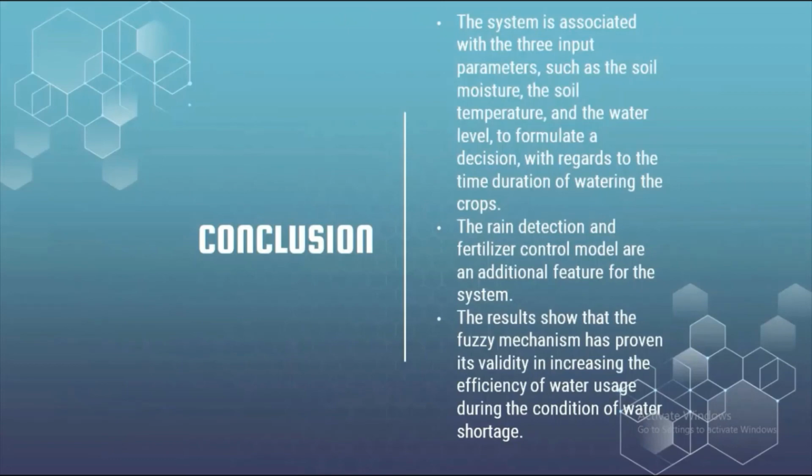To evaluate the device's efficiency and precision, the MATLAB Fuzzy Logic Designer was used to test and simulate the input data. The findings show that the fuzzy mechanism has proved its validity in increasing the efficiency of water use during water shortage conditions. And more features such as sensors, image processing, and software technology implementation to enable irrigation are considered to enhance the device for future work.